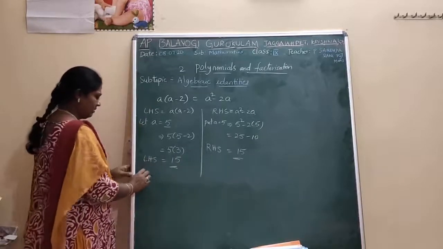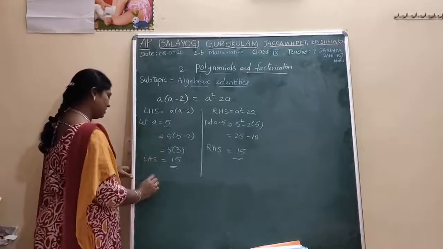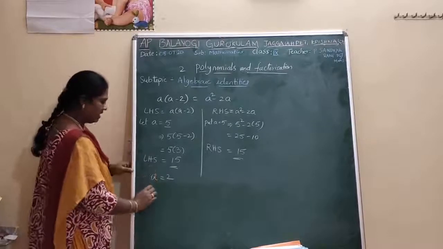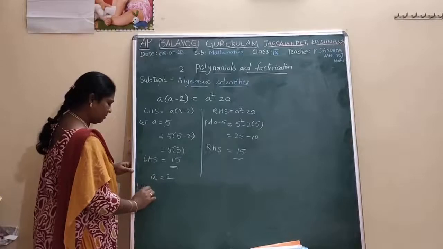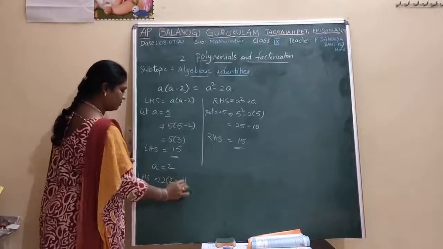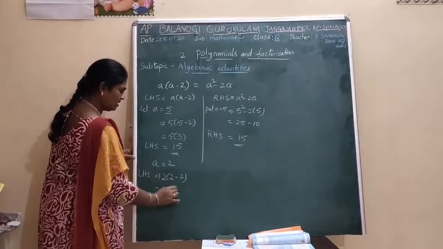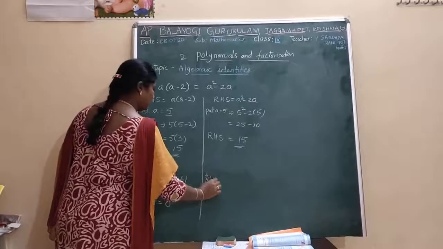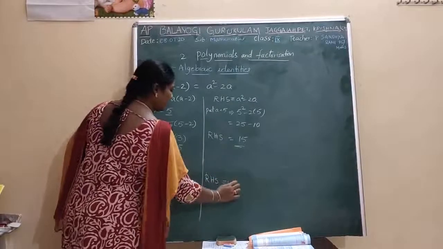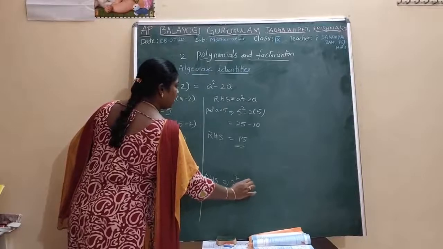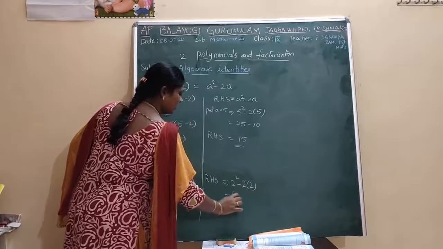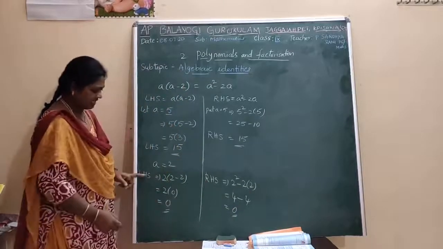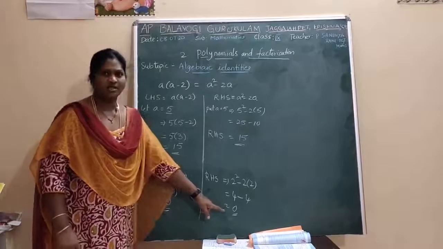Let us take another example. Let us substitute 2 in place of a in the LHS and RHS. Let's see. a into (a minus 2), now LHS. So this implies 2 into (2 minus 2). 2 minus 2 is 0, so 2 into 0 is 0. Let's see the RHS. That is a square minus 2a. That is 2 square minus 2 into 2. 2 square is 4, minus 2 twos are 4. So this implies 0. We got LHS equal to 0 and RHS also 0.